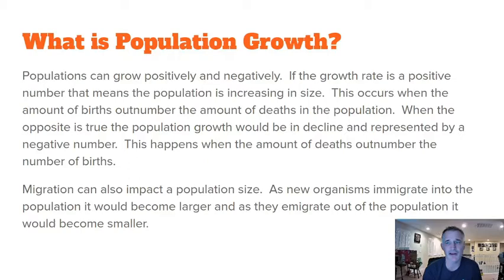It could be shrinking or getting smaller. So if the population rate is a positive number, that means the population is increasing. This occurs, the simplest way to put it, when the number of births outnumber the number of deaths in a population. When the opposite's true, deaths outnumber births, then it's in decline, or the population is getting smaller, and it will be represented by a negative number.